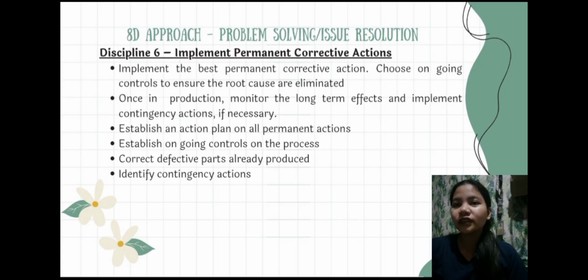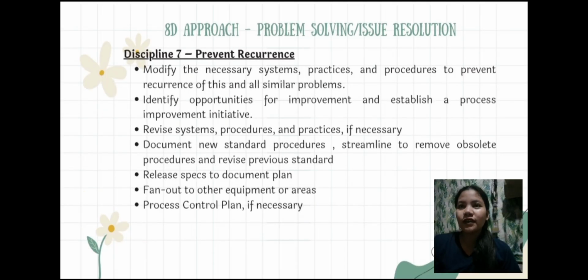Ongoing controls: establish ongoing controls on the process. Correct defective parts: correct defective parts that have already been produced. Contingency actions: identify contingency actions. Discipline 7. Modify necessary system practices and procedures to prevent recurrence of similar problems.